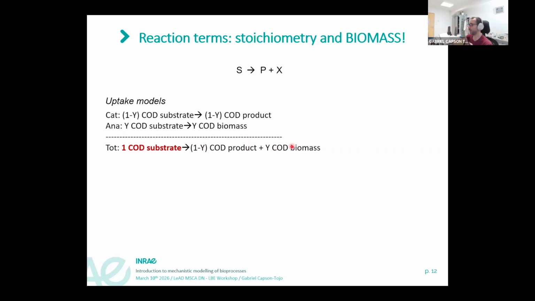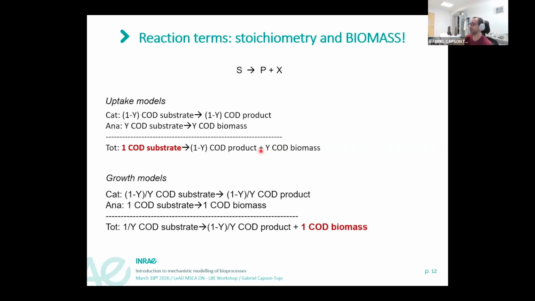This enables us to only have one unknown, which is the biomass yield. I don't want to get into catabolism and anabolism, but basically you have one part, which is catabolism, that is used to make energy, and another part, anabolism, which is Y, that becomes the biomass. The important thing is that we have two different ways. One is uptake, which assumes that we have 1 gram of COD as substrate, and then calculates Y accordingly. And we also have growth models.